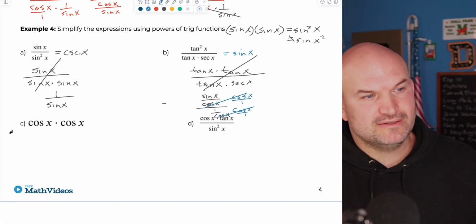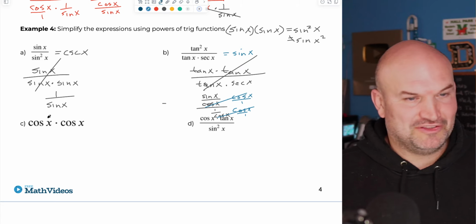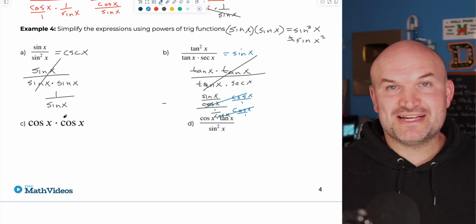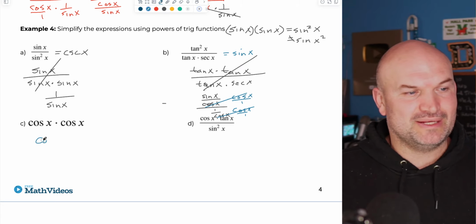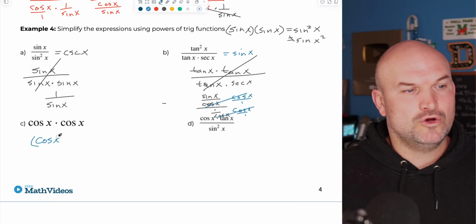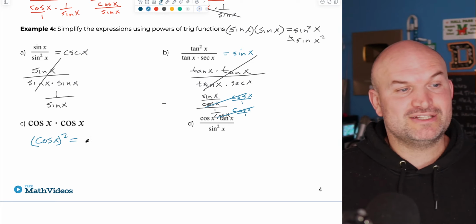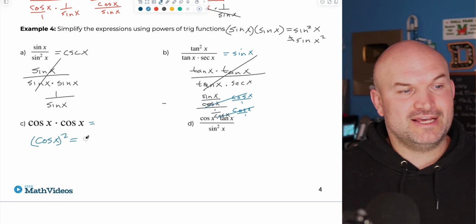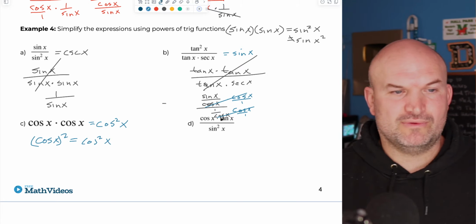Okay, perfect. This one, fairly easy, but we'll take it. Cosine of x times cosine of x, remember, ladies and gentlemen, is cosine of x, quantity squared, which we like to write as cosine squared of x. So that's what we're going to get there. Just be comfortable with how we write that.